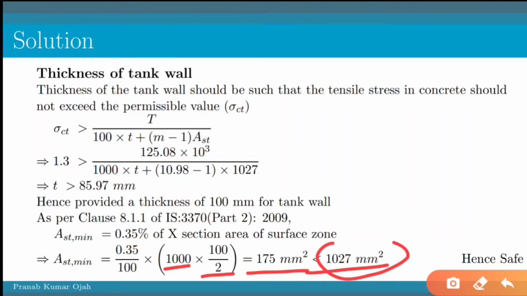So we have provided 1027 mm square and our minimum is 175, which means we are on the safer side. If our provided reinforcement is less than the minimum, then we have to provide at least the minimum reinforcement, like our other RCC designs.